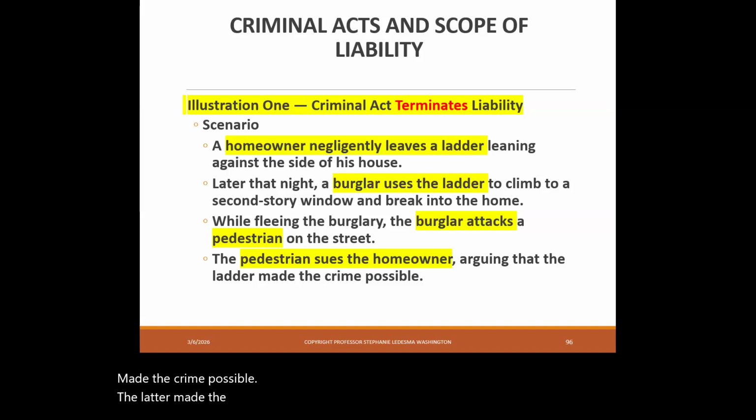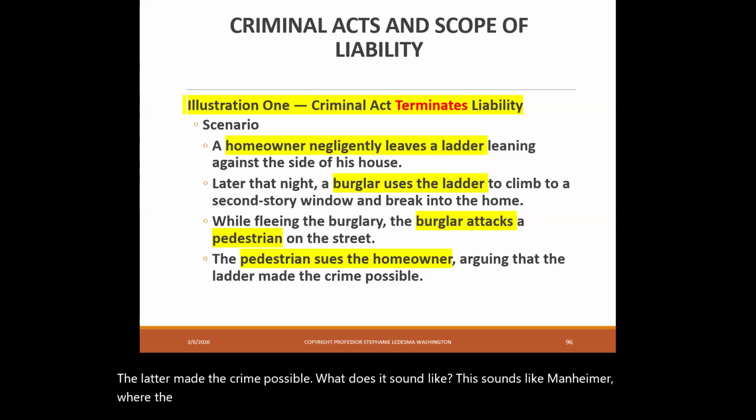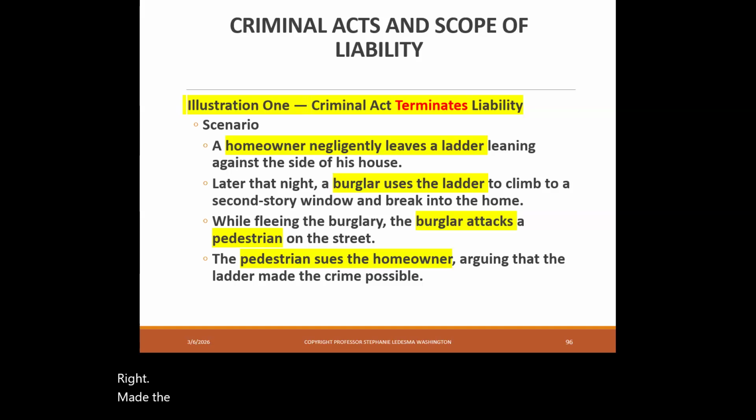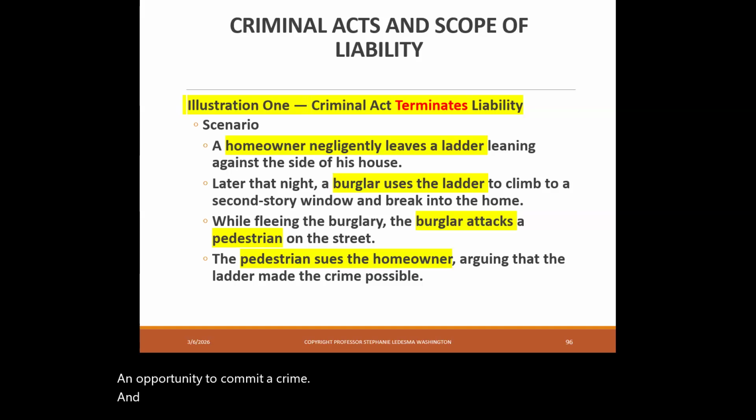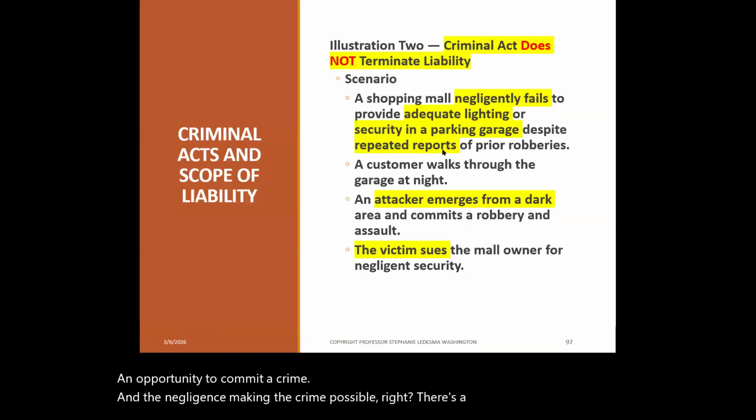What does it sound like? This sounds like Mannheimer, where the plaintiff's argument was that the overgrown vegetation made the crime possible. Remember, in Mannheimer, the court said, look, there's a difference between a third party using an opportunity to commit a crime and the negligence making the crime possible, right? There's a difference.